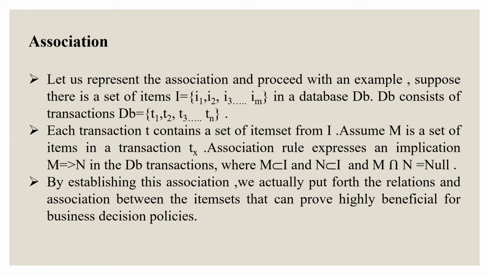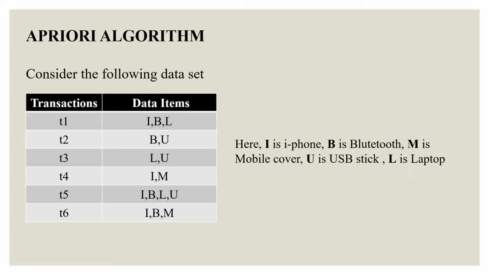By establishing this relation, we put forth the relations and the association between the items, which can be highly beneficial for business decision policies. Pattern mining is mostly useful for business people only. What is the Apriori algorithm? The Apriori algorithm is an application under pattern mining. It is nothing but finding the frequently used items. It has two steps. First is finding the frequently used items, and the second is finding whether there is a strong or weak relationship between the data item sets.